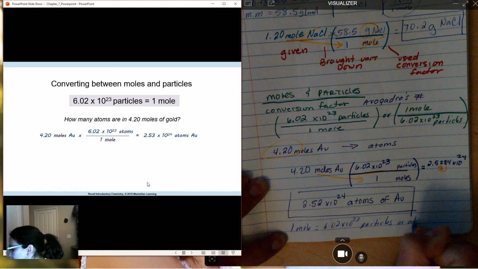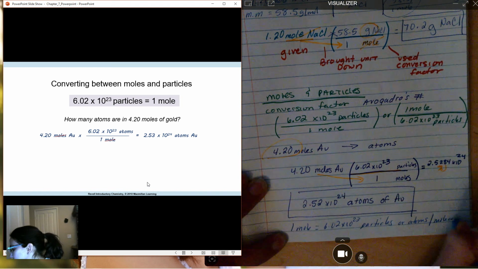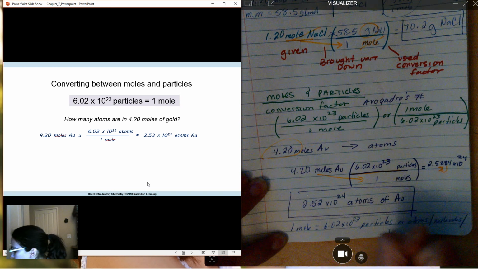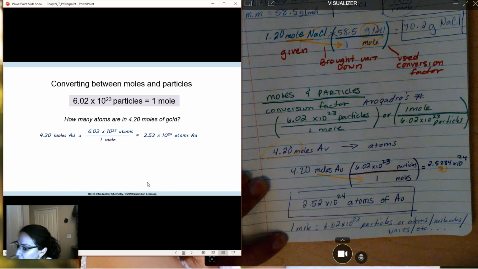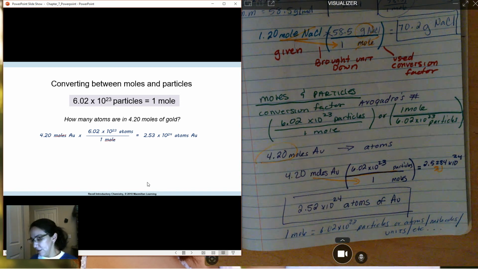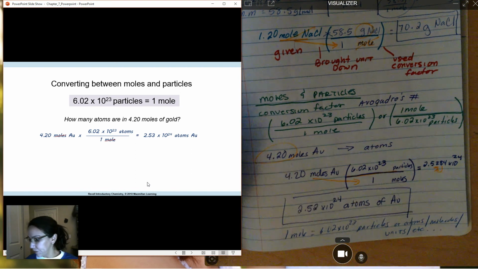or atoms, molecules, units, etc. Okay, so it's of whatever it's asking you of, right? If it's something different, if it's not grams, if it's not moles, right? If it's not liters, you're using this right here.